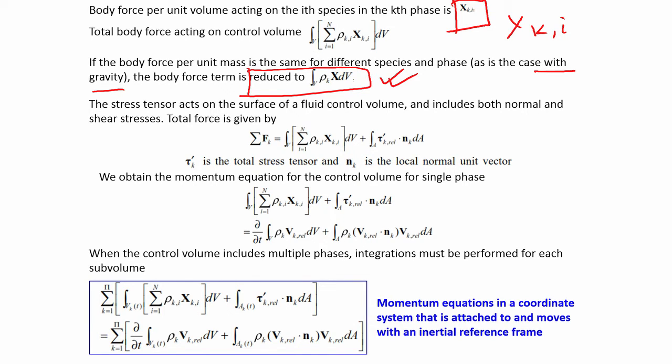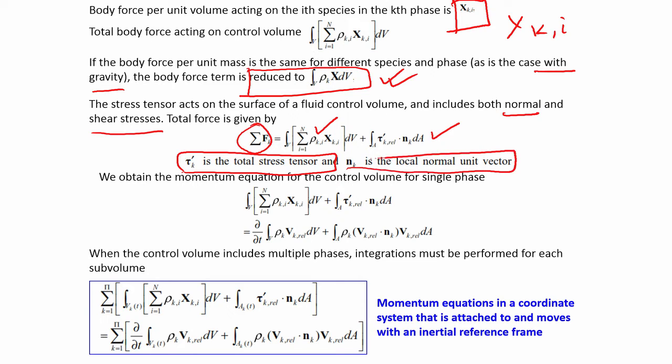Now, the other forces acting on the fluid control volume include both the normal as well as the shear stresses. We know what shear stresses are from your undergraduate fluid mechanics knowledge. The total force is nothing but the sum total of the body force and the total stress. So, tau k is the total stress tensor, and n k is the local normal unit vector. The total momentum equation can therefore be written in this particular form.